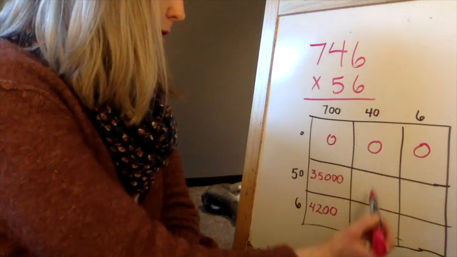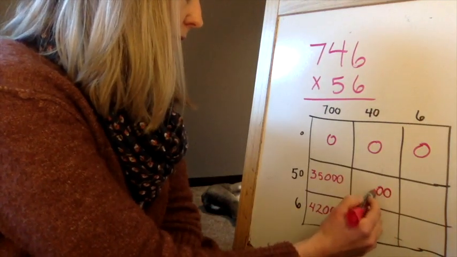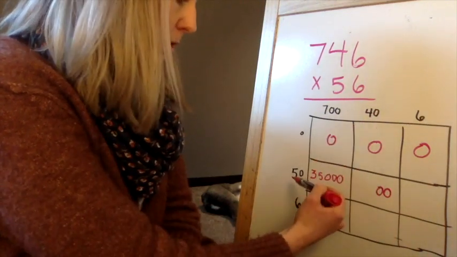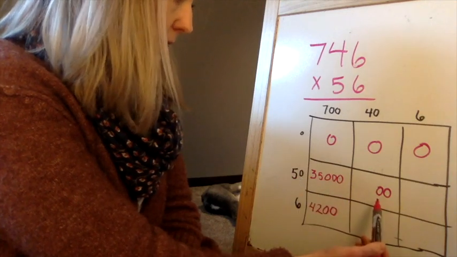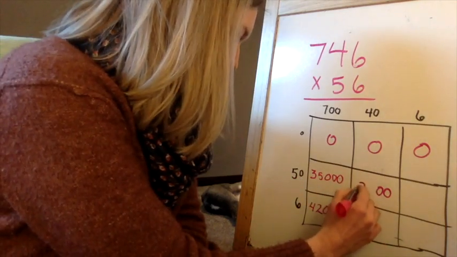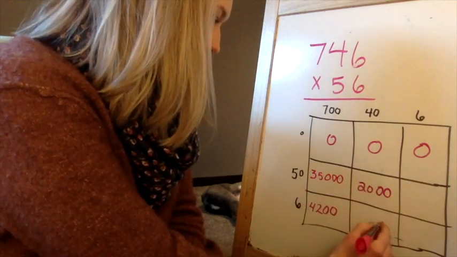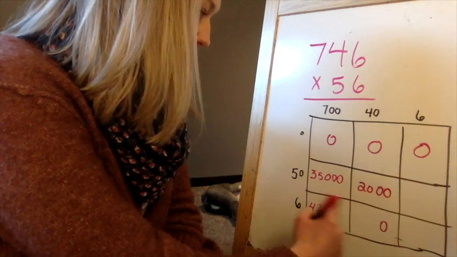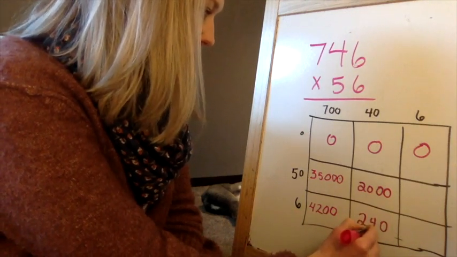Now I go down here. 40 times 50, I have 2 zeros. So I have two multiples of 10, so it's the 2 zeros there. 4 times 5 is 20. Now I have this one. Okay, I'm multiplying with 1 multiple of 10. 6 times 4 is 24.